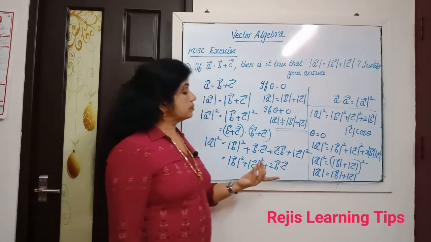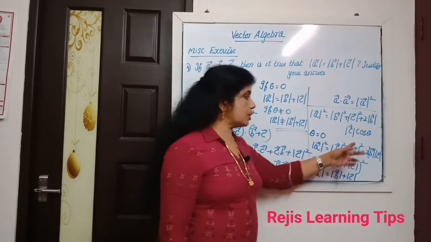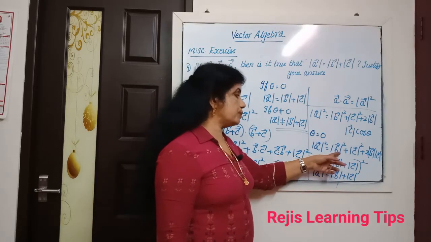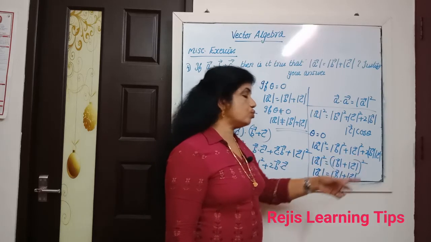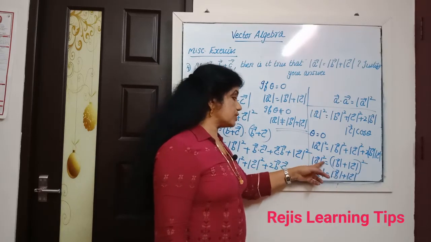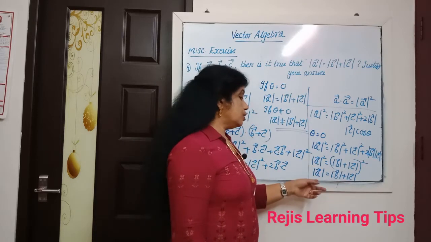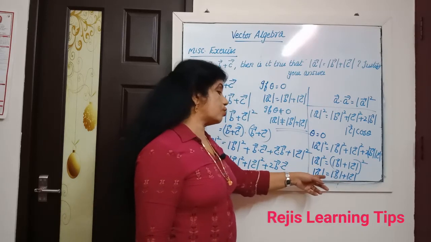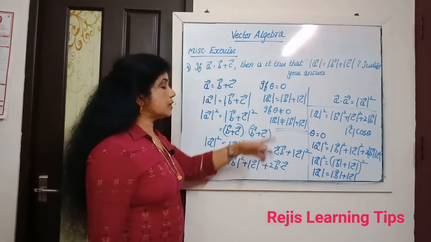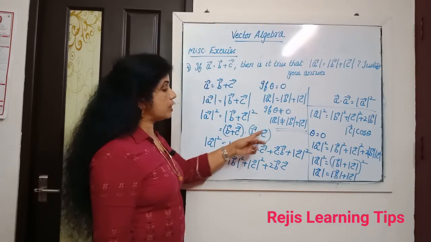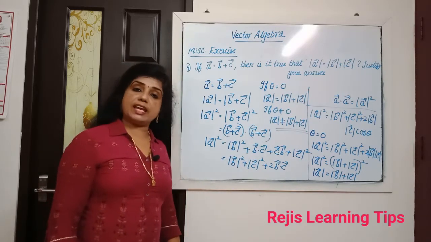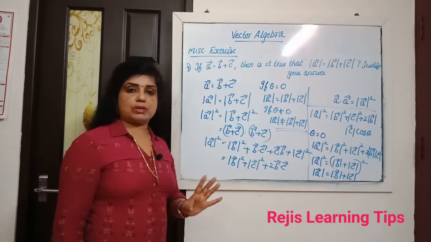Then if theta is equal to 0, cos 0 is equal to 1, then magnitude of A square is equal to magnitude of B square plus magnitude of C square plus 2 magnitude of B into magnitude of C. Then we can write magnitude of A square is equal to magnitude of B plus magnitude of C the whole square. So magnitude of A is equal to magnitude of B plus magnitude of C if theta is equal to 0. Otherwise, if theta is not equal to 0, magnitude of A is not equal to magnitude of B plus magnitude of C. Okay, then we can see the next problem.